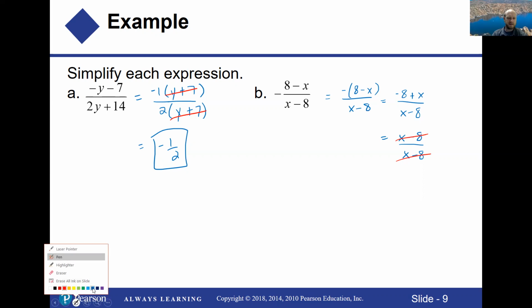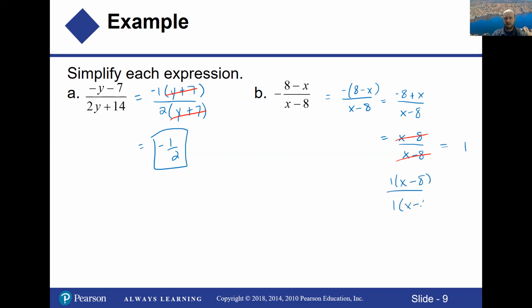The thing is your answer is not 0. When you cancel those, it's a 1. Why is it a 1? Because I could have factored out a 1 in this step right here, okay? So then when I cancel those two, I'm left with 1 over 1, which is just 1.